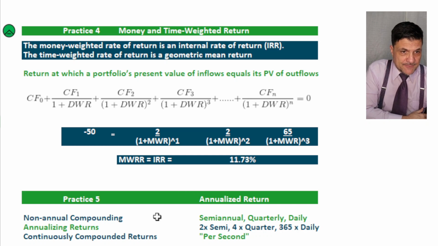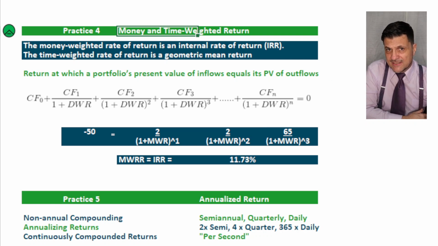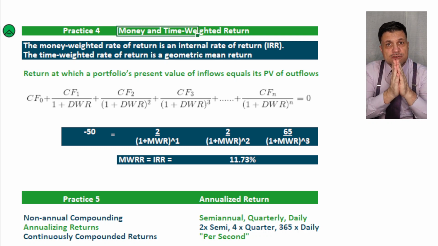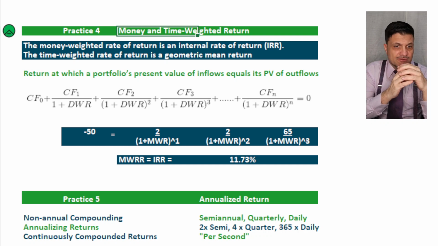All right, back here. Okay, let's do the practice 4 here, the money and time weighted return. So the money weighted return, in my opinion, is the most important one, because the time weighted, we just did it, an example. The time weighted is the geometric mean. So you just take the return per year in percentage, add 1, and then multiply each one of those, and then you do the power of 1 divided by the number of observations or number of years or number of periods. Well, that's the time weighted.